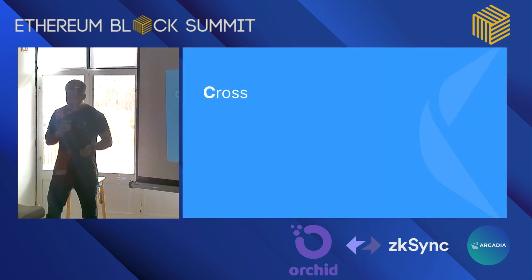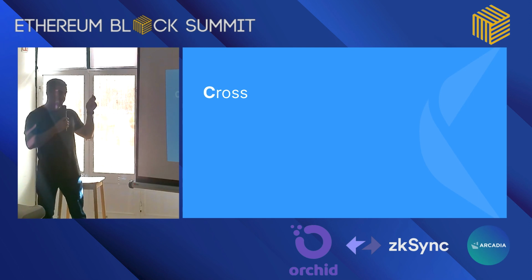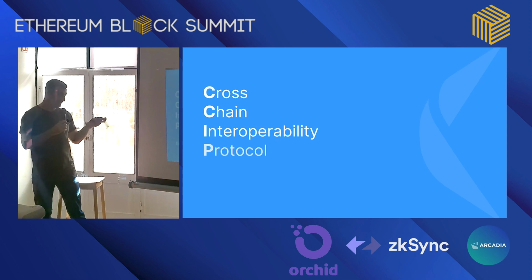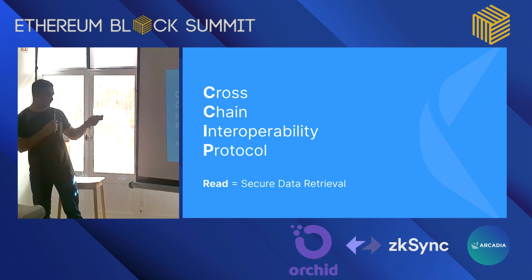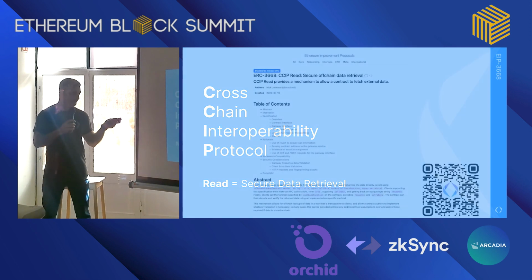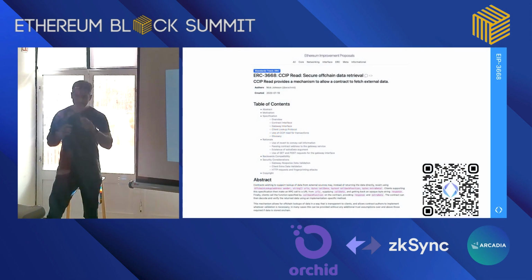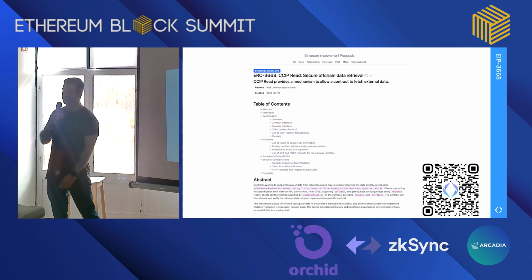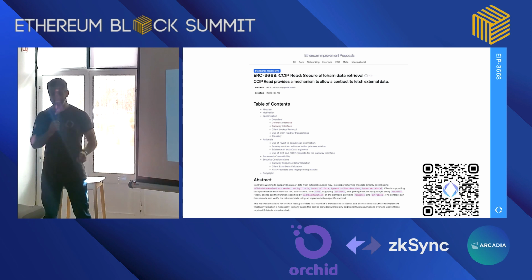And today's topic is CCIP-Read, where CCIP stands for Cross Chain Interoperability Protocol, and Read stands for Secure Data Retrieval. So what does it mean? What does it do? CCIP-Read was crafted by the founder of ENS, Nick Johnson. Why did we create it? Why did it become a specification?